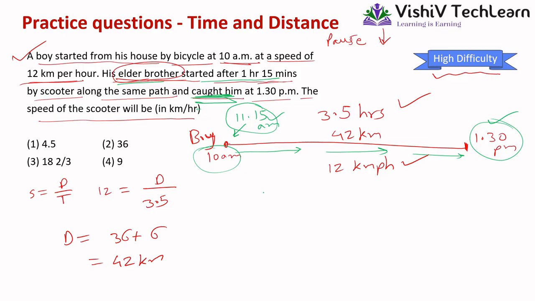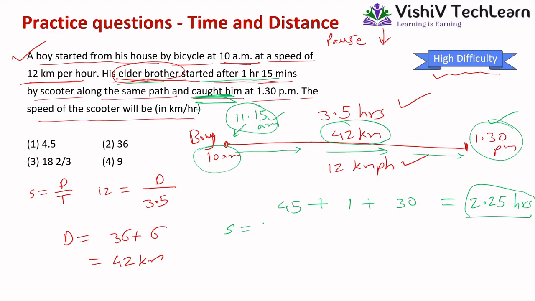From 11:15 am there will be 45 minutes till 12, and from 12 it will be 1 hour and 30 minutes. So the addition of all these will be the total time, that will be 2 hours and 15 minutes. In decimal it can be 2.25 hours, correct. Now we know the distance, 42 kilometer, and we know the time taken by his elder brother, so we can find out the speed.